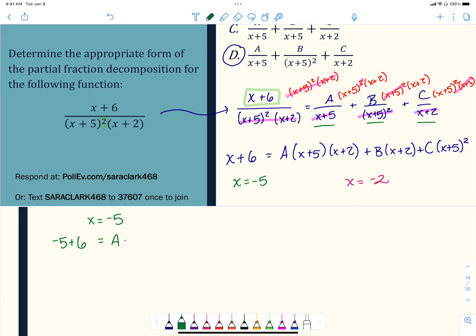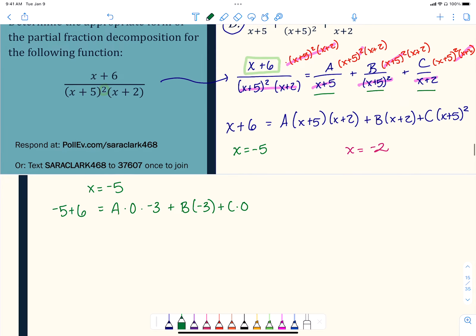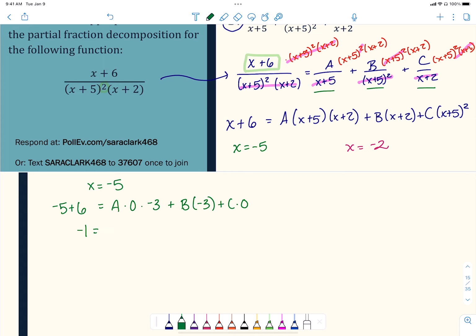And when we multiply a times x plus 5, that's going to give us 0. And then we're going to have -3 there. And let's see, b is going to be times -3. And c is going to be multiplied by 0. So it looks like this is going to give us what b is. All right, so we're going to get that b is equal to, oh, that's not negative, that's positive. So b is going to be equal to -1/3.